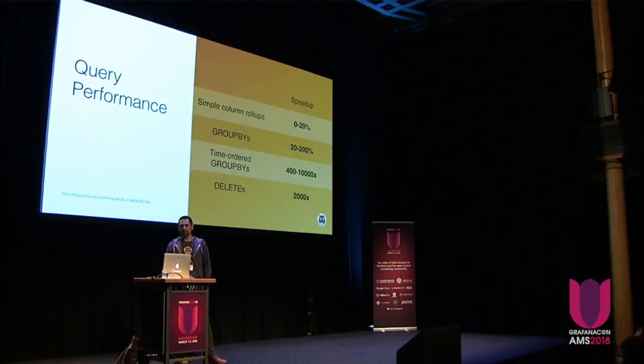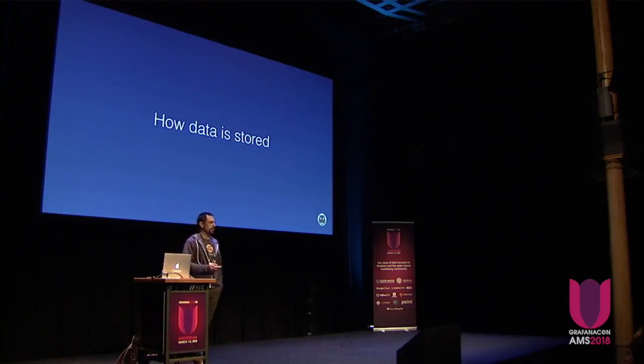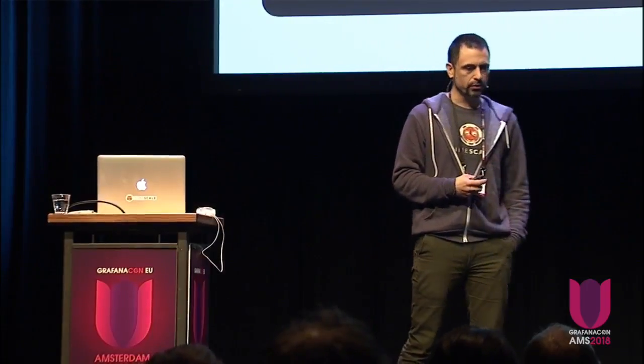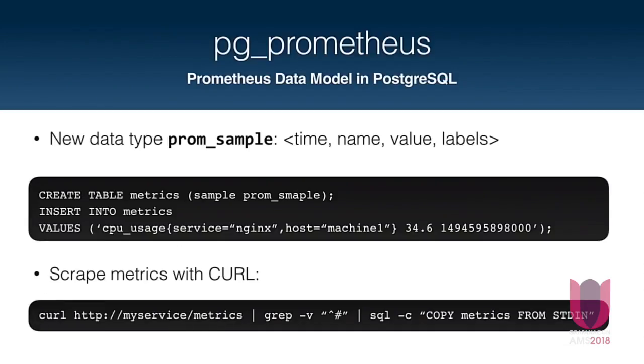So how do we actually store data in the database in this particular scenario we're talking about? We're doing metrics, we're using Prometheus to collect metrics, etc. That's where PG Prometheus comes in. What we did was implement the Prometheus data model within the database to make it really simple to insert data, and you don't have to care as a user how that data is actually stored within the database. The first thing you do is create a table using this new data type, which is called prom sample, which represents a Prometheus sample.